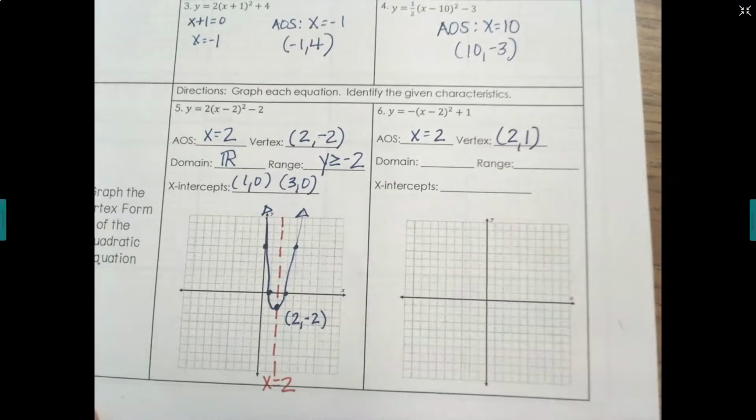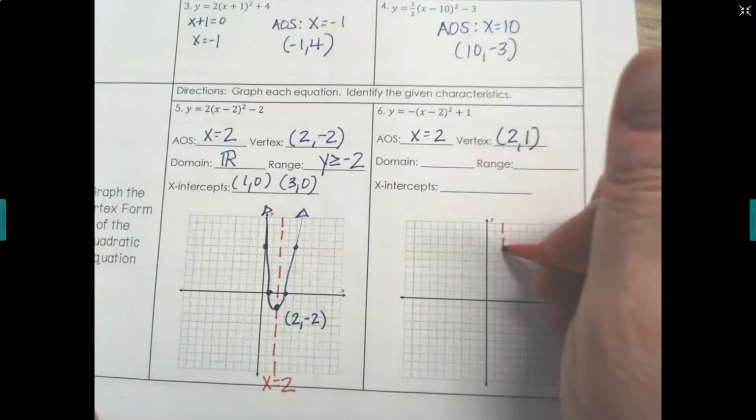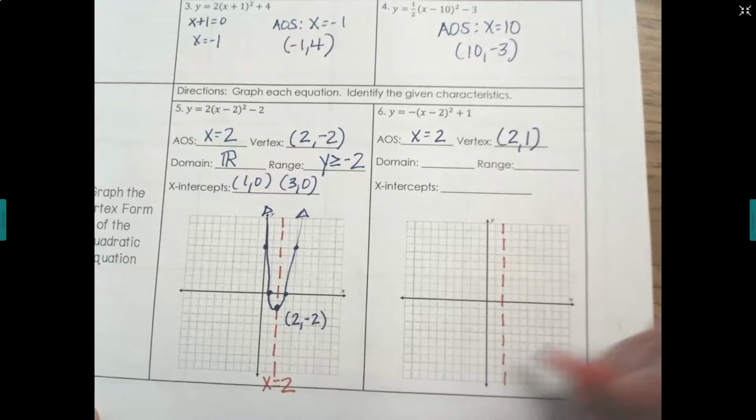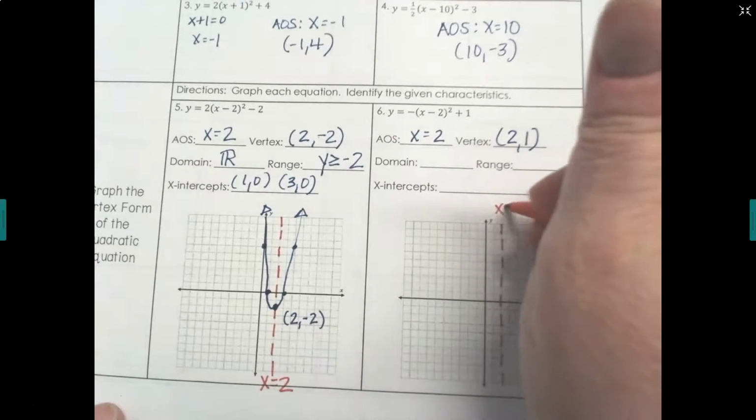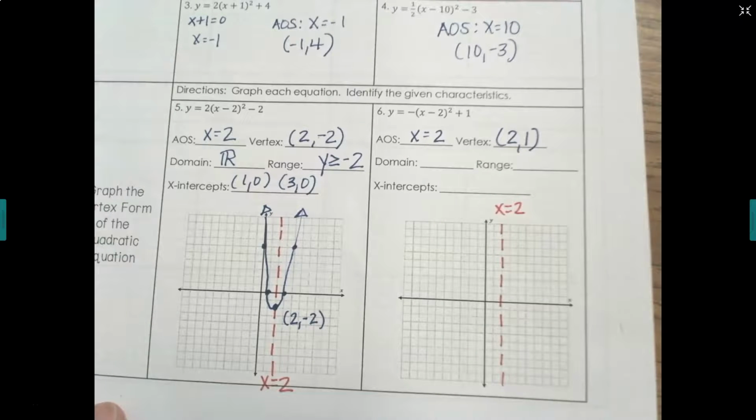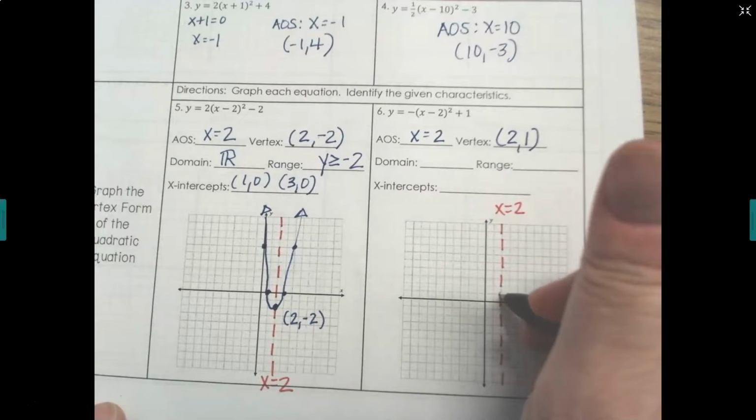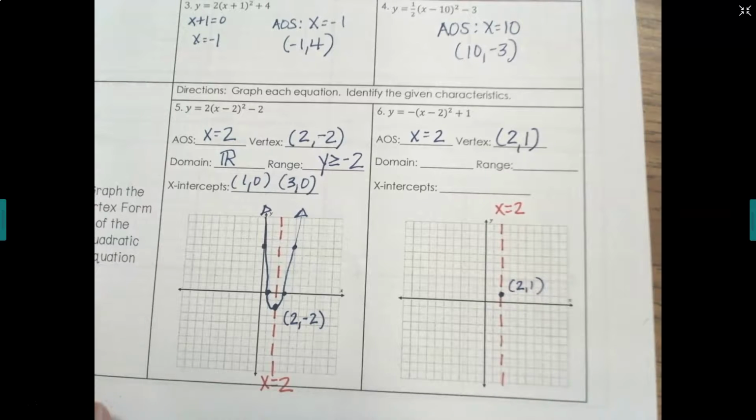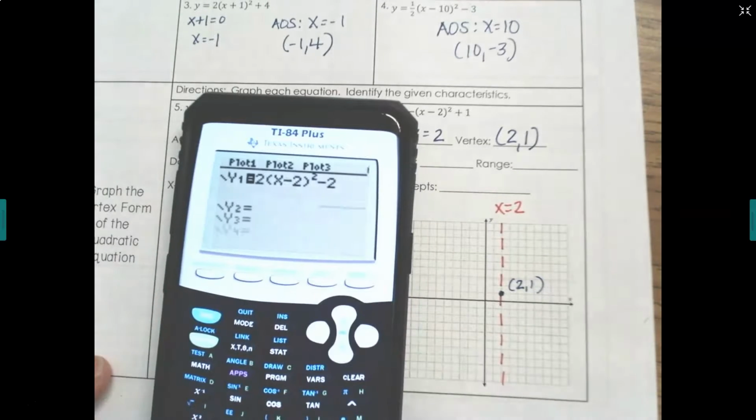So I'm going to draw in my axis of symmetry. Okay, and that is at x equals 2. My vertex is at 2, 1. Now, I'm going to get some more points by putting this into my calculator.